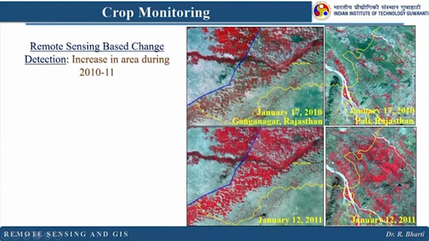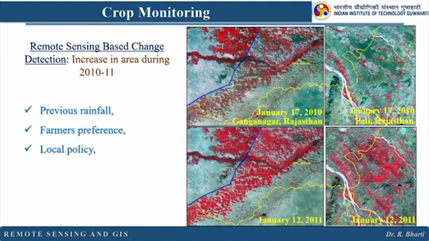Then the next one is remote sensing based change detection. I already showed you one example here for 2010 and 11, and basically for this one you need to have data like previous rainfall, farmers' preference, and local policy. Then you can integrate all these things in a GIS environment and perform the analysis.